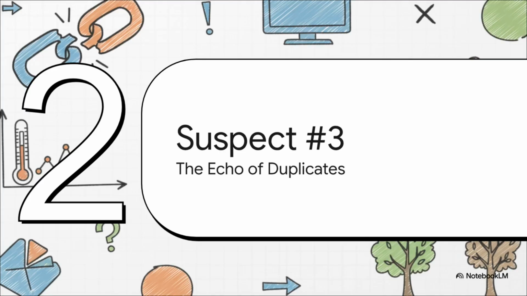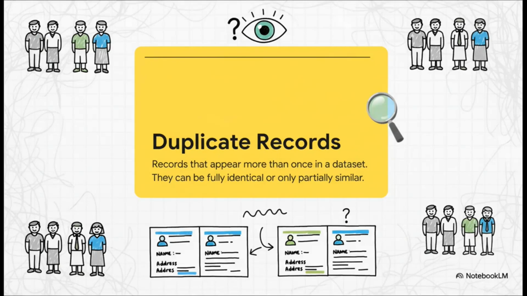All right, on to our final suspect, the echo of duplicates. This culprit loves to create copies of records, and that artificially inflates our numbers, skews all our statistics, and makes us waste time and resources by acting on the same information over and over again. So, a duplicate is pretty much what it sounds like, a record that shows up more than once.